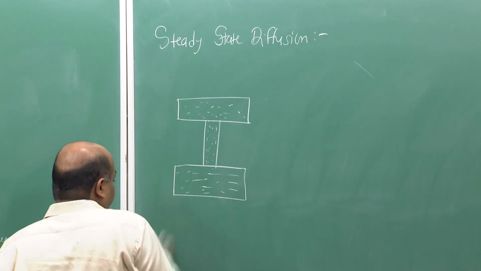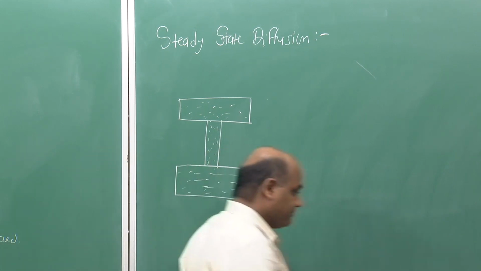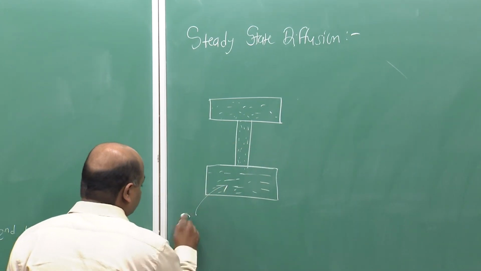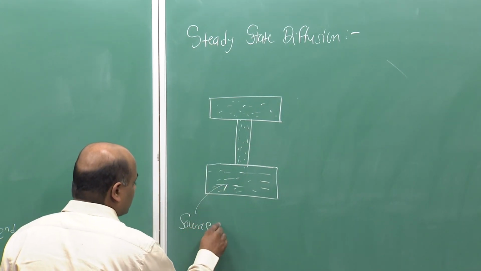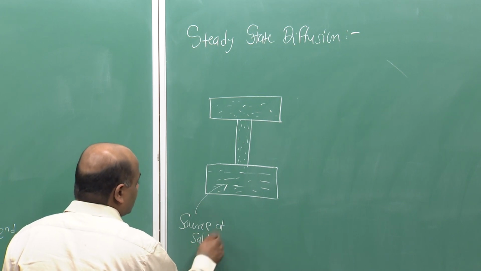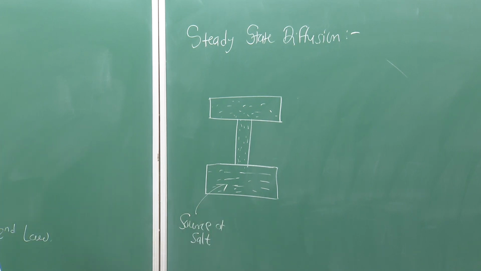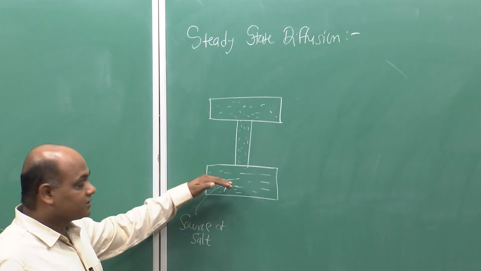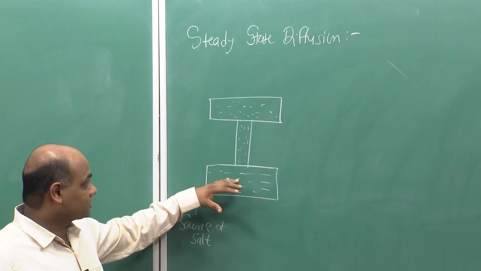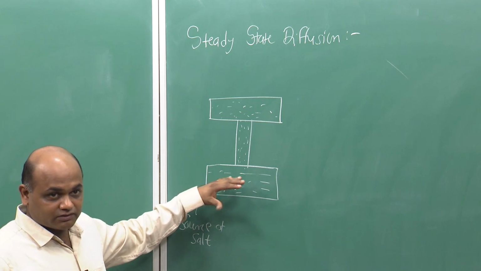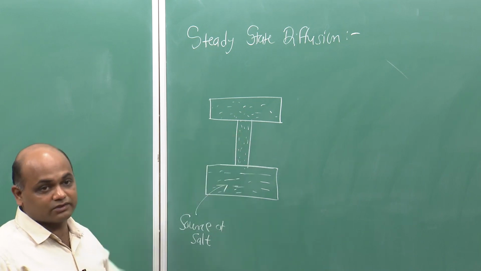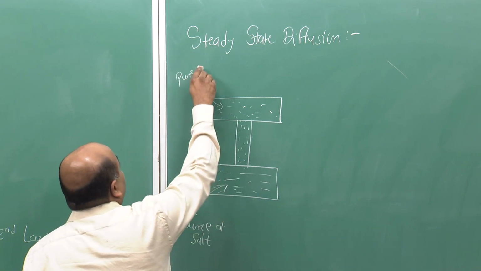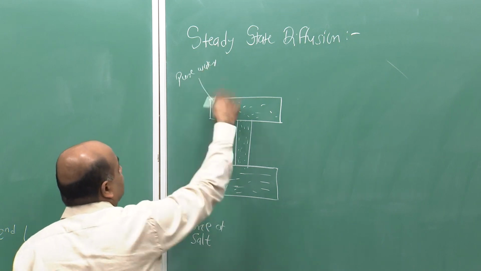At the bottom, this was basically the source of salt, this is the saturated solution of salt in water. So, the concentration was fixed, and this was almost an infinite source of salt. So, the concentration of this will not change because of diffusion. Similarly, this was pure water. So, this was a sink for salt.